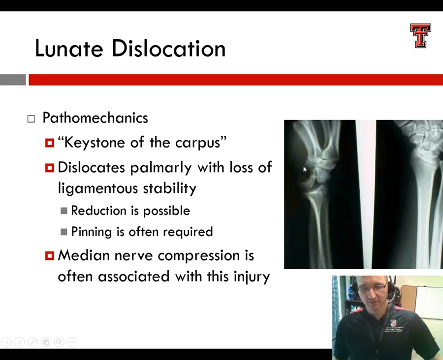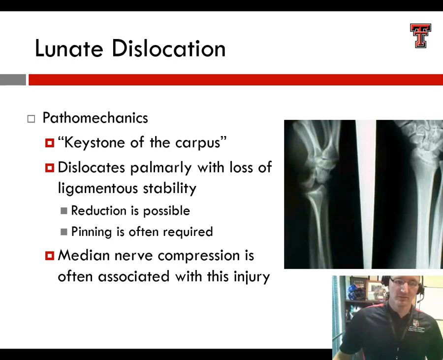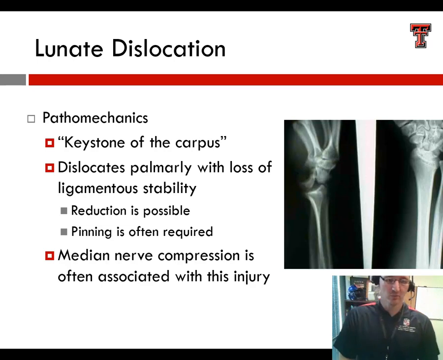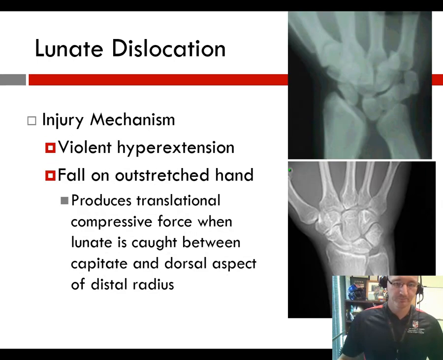Okay, lunate dislocation, we see that here. The lunate is considered the keystone of the carpus, so if we've got instability in the lunate, then essentially the entire wrist is unstable. Usually this is going to dislocate palmarly with a significant loss of ligamentous stability. If we think about what traverses palmarly, then we start to see that nerve issues, similar to what we have with carpal tunnel, would also be a problem here. So median nerve compression is often associated with this injury. Lots of times if they've got a dislocating lunate, then it's going to have to be pinned back together, potentially even a carpal fusion of some sort.